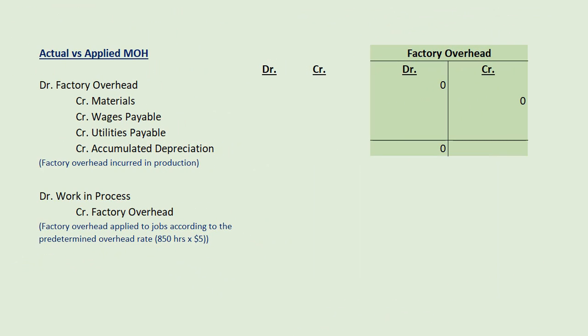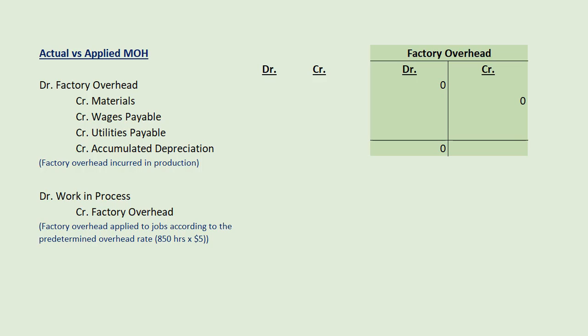This video will examine actual versus applied manufacturing overhead. First, what is manufacturing overhead? It includes all manufacturing costs except direct material and direct labor. So these are indirect costs, such as indirect material costs and indirect labor costs, and indirect means costs are not identified with or traced to a cost object. Some examples include utilities, salaries of production supervisors, property taxes, insurance, and depreciation on the factory building.